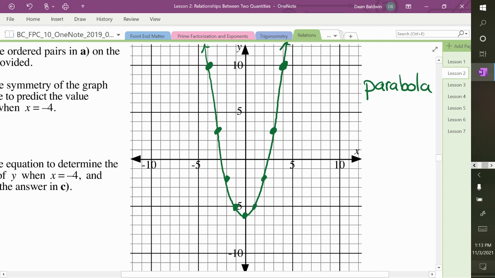But the point of this is, is this a straight line? No. So we call it a non-linear relation or function in this case. It's non-linear. That's all you have to remember. It's not straight. It's non-straight. Okay? That's all it really means. It's not a straight line.